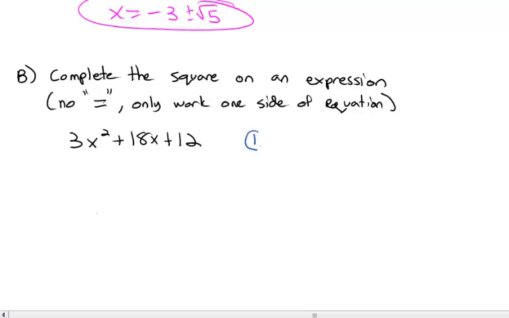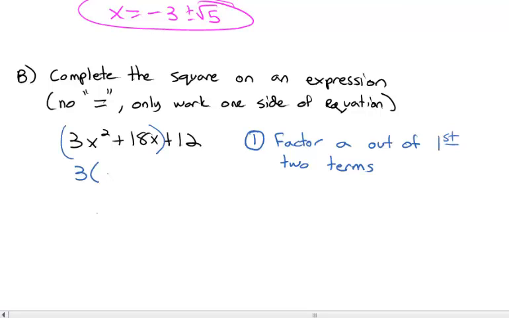But for now, the first step we're going to take is going to be to factor a out of the first two terms. This is similar in the solving when we divided both sides by the a. Here we can't divide both sides by a because we only have one side to work on. So instead, we're going to focus on the first two terms, and we're going to factor the a out. We'll factor the 3 out, leaving x squared plus 6x. Plus 12, notice, is outside of the parentheses.